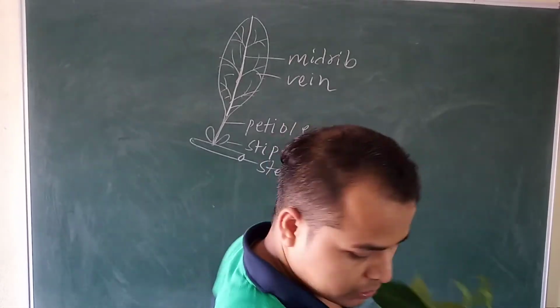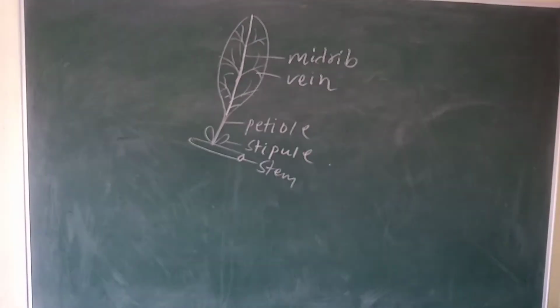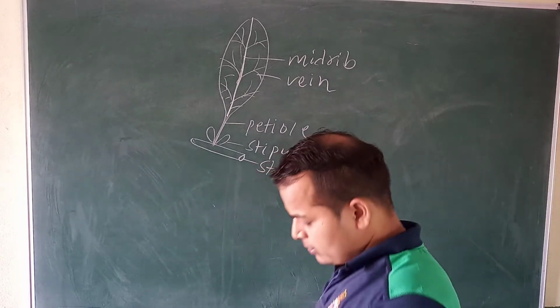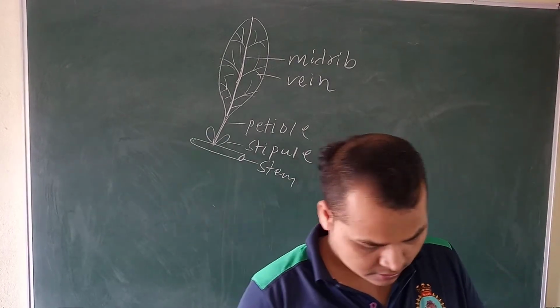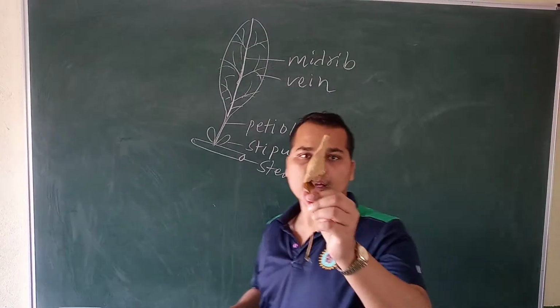So it is the structure of leaves. Okay. So how are the leaves helpful in the process of photosynthesis? Yes or no? This is a leaf.